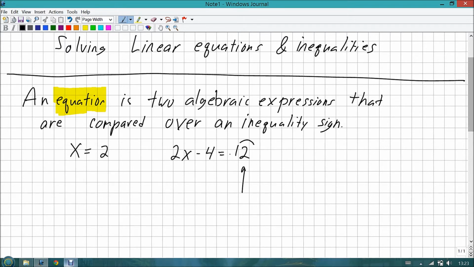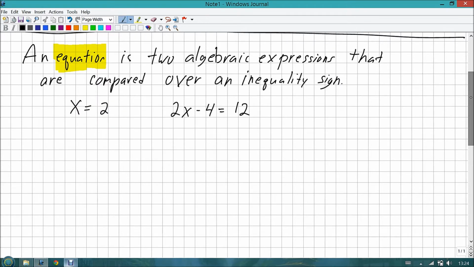I know what you're thinking, but Mr. Neal, 12 isn't an algebraic expression. Well, it is. If you add 0x to it, it becomes an algebraic expression. But 0 times anything is 0, so we don't normally write it. So it's kind of invisible, but it's still there. So we have two algebraic expressions being compared over an equal sign. Now, next up is, what does it mean to be a solution?